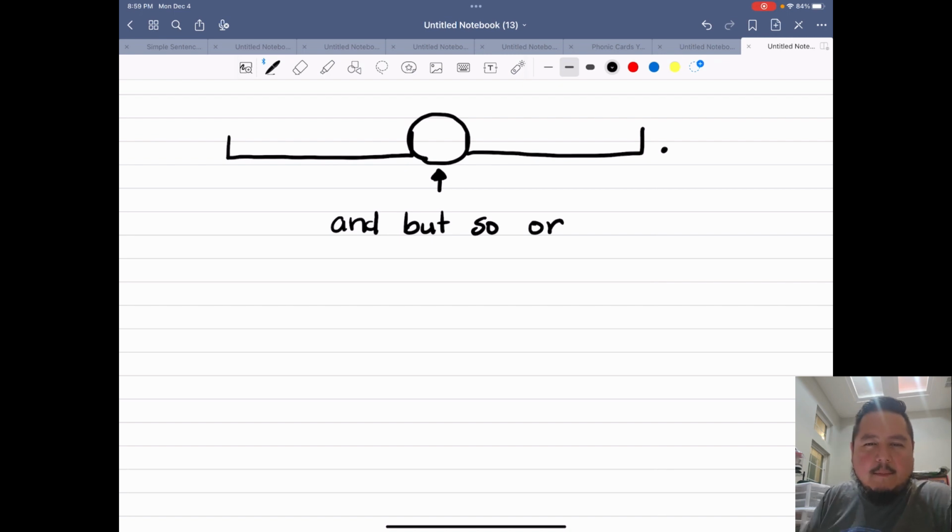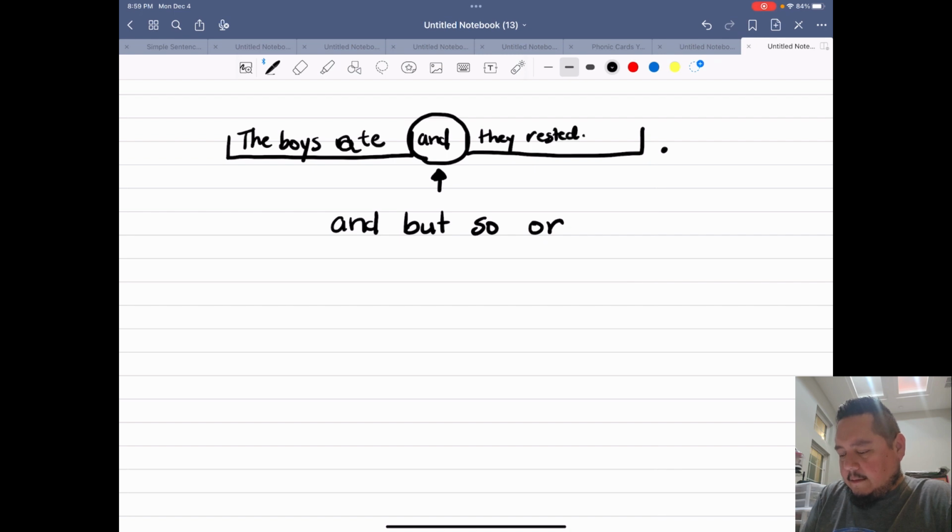So a compound sentence might say something like, the boys ate and they rested. Okay, it's a very simple sentence, but it's a complete sentence nonetheless. A complete sentence has to have several parts. This is a very simple compound sentence, but let's go over the parts.